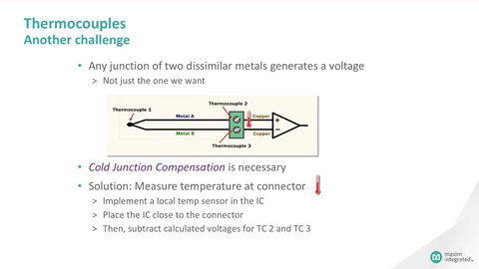Following the definition of a thermocouple, it is formed by the junction of metal A and metal B. As a result, it will generate a small voltage, which is the voltage we want to quantify to determine the temperature.